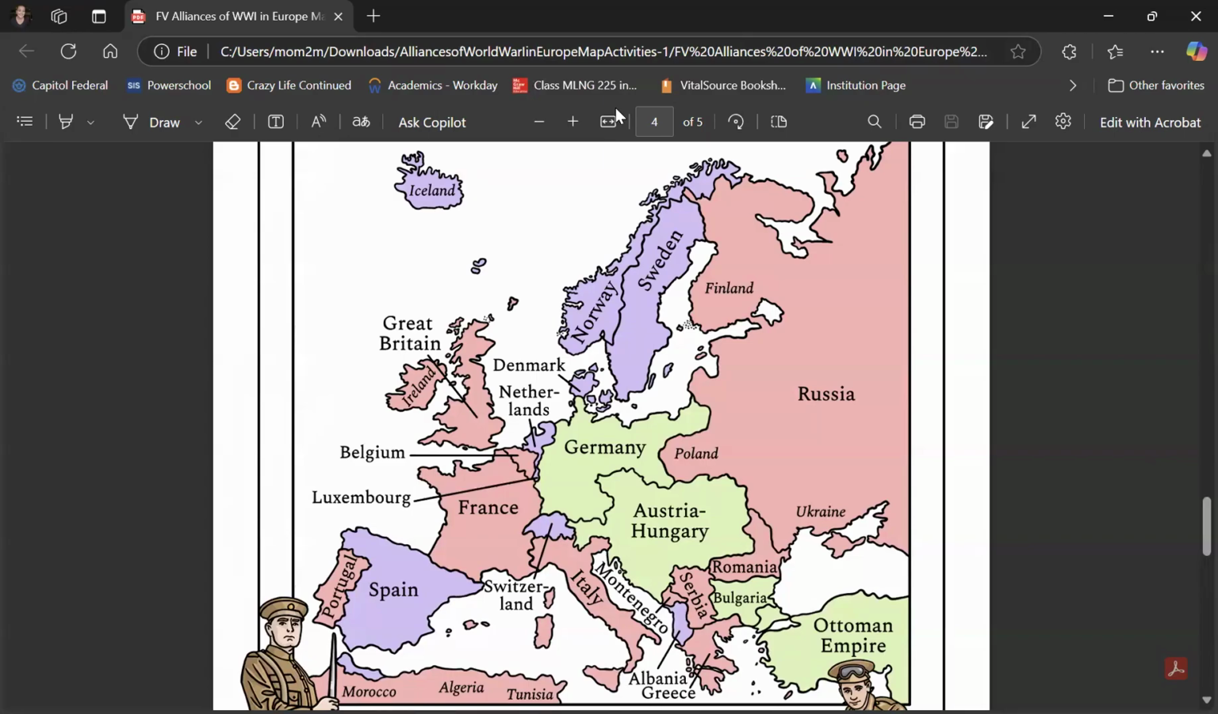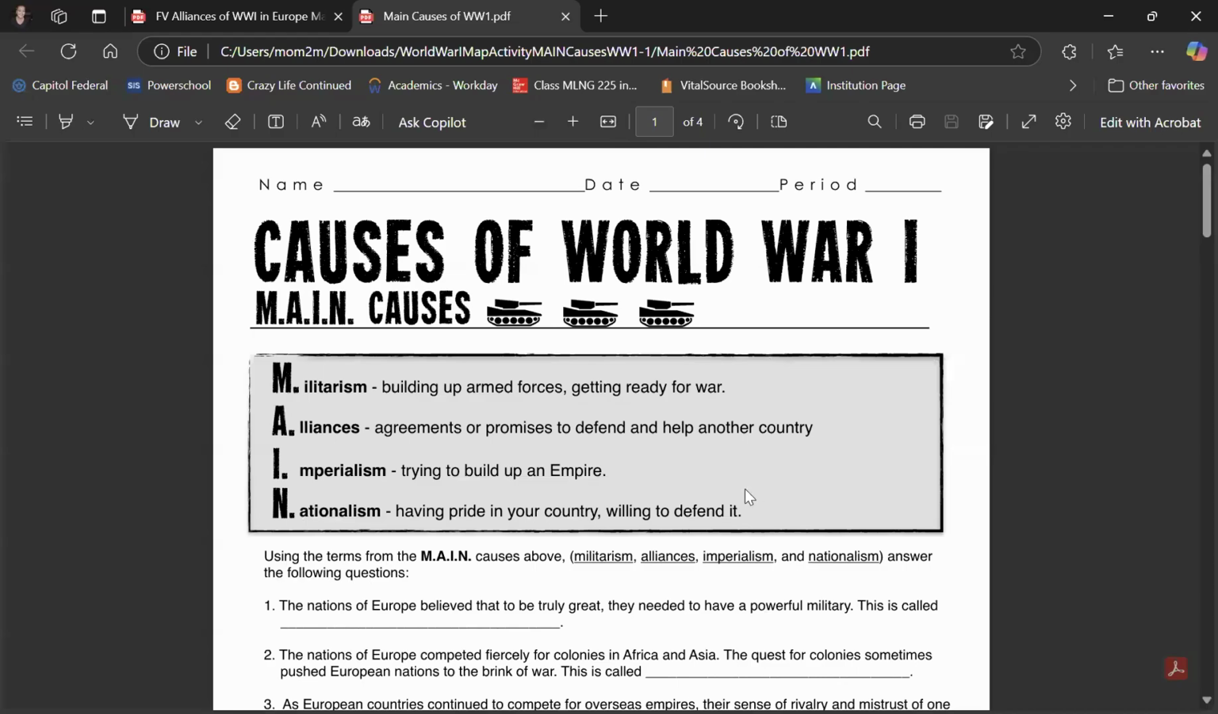There is also one more worksheet you're going to do. Let me share that one with you. This worksheet is a little bit different. It's the causes of World War I. It's what we just went over. It shortens it quite a bit, so hopefully you remember it better.